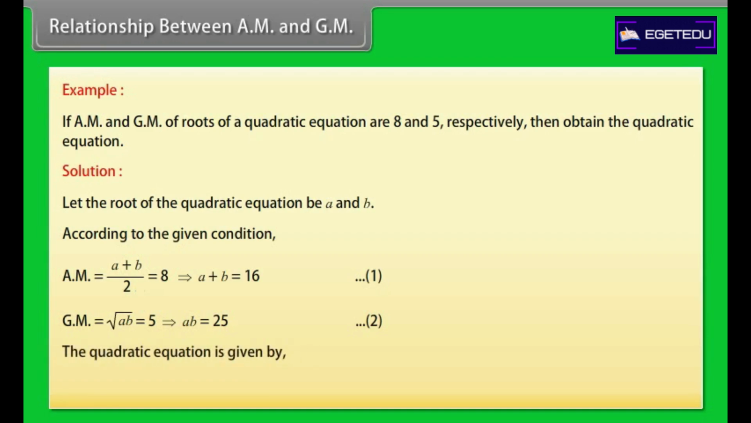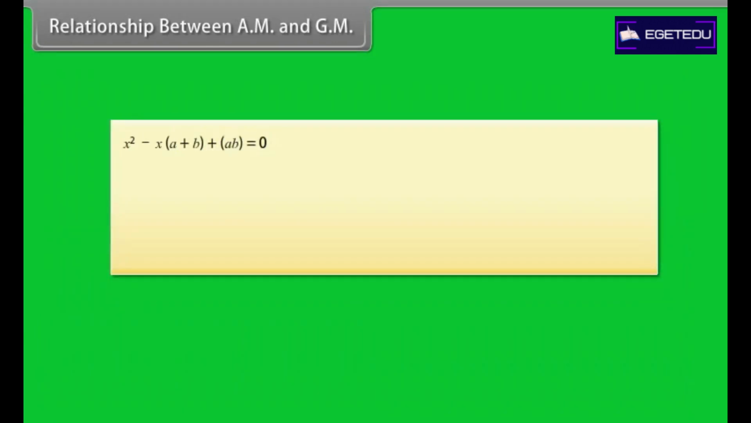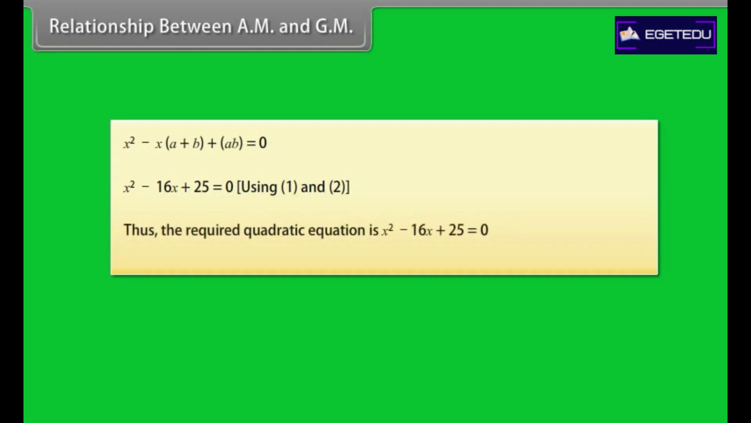The quadratic equation is given by x square minus x into sum of roots plus product of roots is equal to 0. X square minus x into A plus B plus AB is equal to 0. X square minus 16x plus 25 is equal to 0 using equations 1 and 2. Thus, the required quadratic equation is x square minus 16x plus 25 is equal to 0.